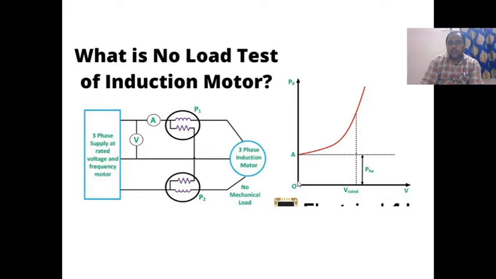So what is below A? From point O to A gives the friction and windage losses of the induction machine. So once again I repeat, in the no load test the wattmeter gives the friction and windage losses.